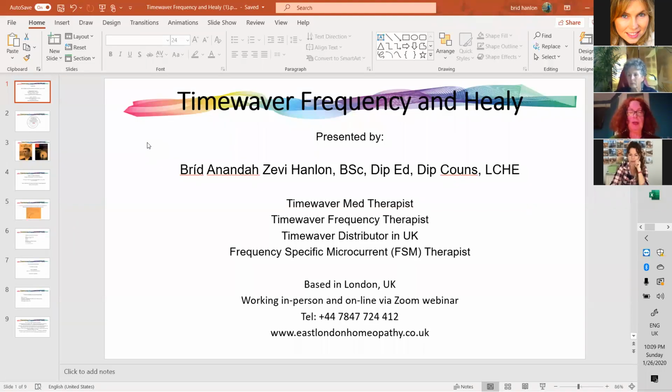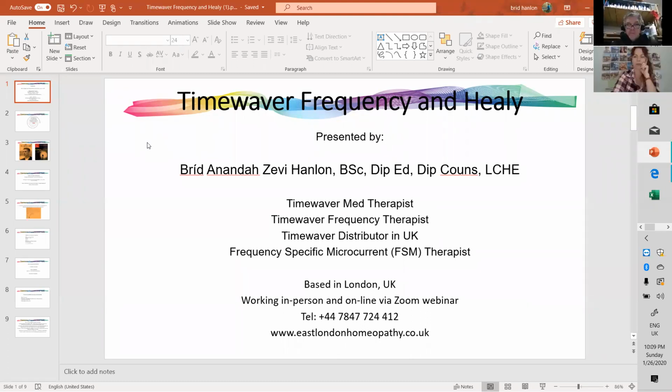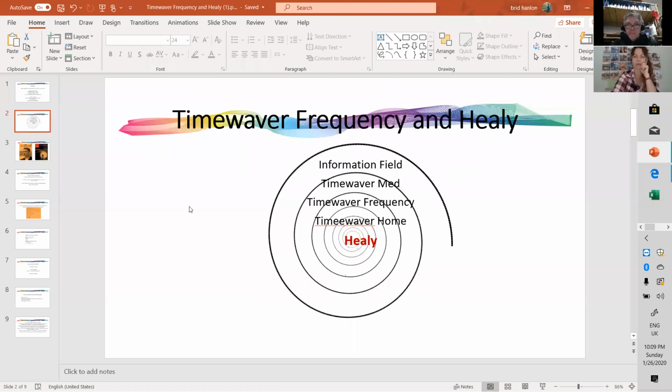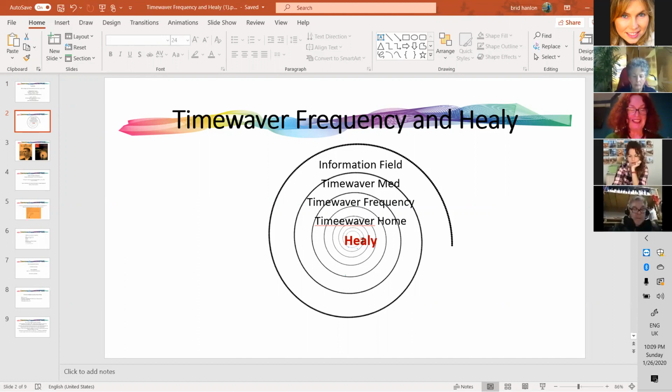Healy, as you know, was released in 2017, but went on the global market in 2019, a year ago. So I want to explain a little bit about the relationship, first of all, between Healy and its family of devices, Timewaver Med and Timewaver Frequency. I am the kind of person who likes both detail and the bigger picture. I'm a Virgo with full moon in Pisces. So before I can be interested in the detail, I have to know the context, the bigger picture, the why. Why are we doing what we're doing?